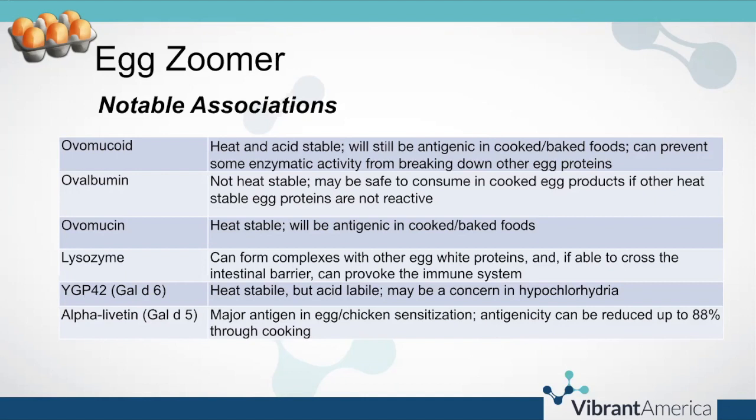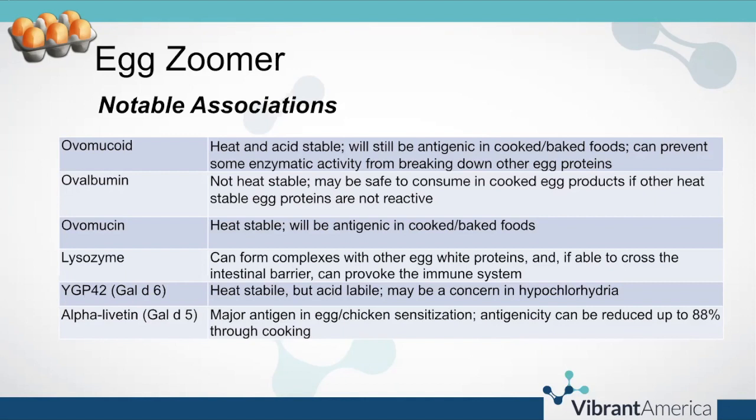Acid labile, so if you look at GAL-D6, so the YGP42 near the bottom of the chart there, it's heat stable but acid labile, meaning that it's not going to break down during cooking, but in stomach acid it would. So if you have a patient with known hypochlorhydria, this could be a concern simply because that patient may not have enough stomach acid or the pH may not be low enough to break down that protein. Again, if there's any of the other proteins that are heat and acid stable present that the patient has antibodies to, then whether or not acid labile is irrelevant at that point.